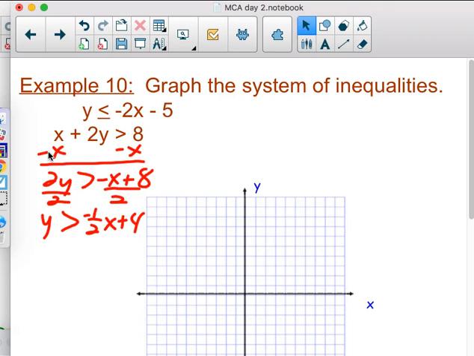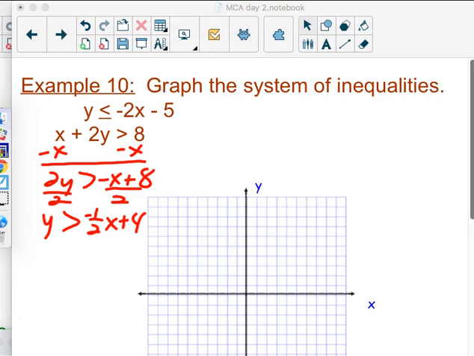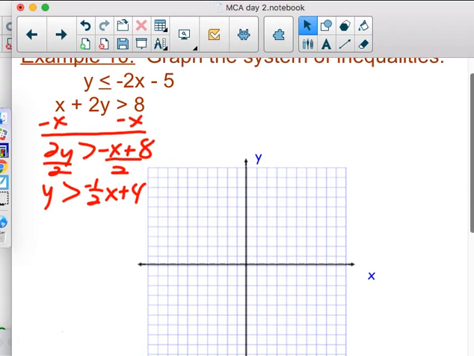So with this one, we'd say, hey, that's y equals mx plus b. I can graph that. I would go down 5 because my b value is negative 5. And then I would go use my slope of negative 2 to go down 2 and to the right 1.